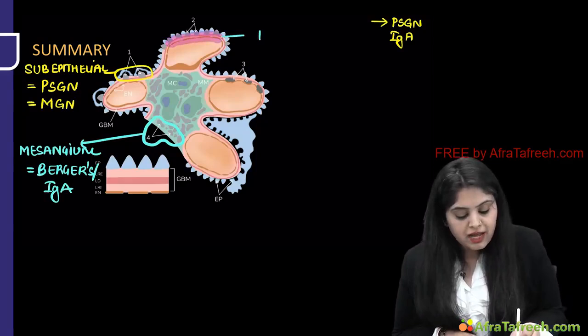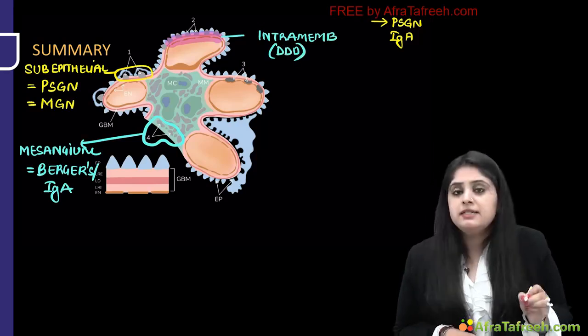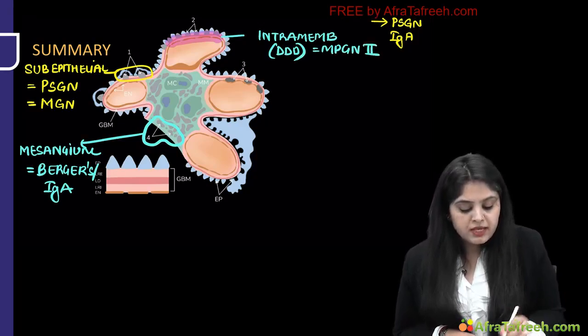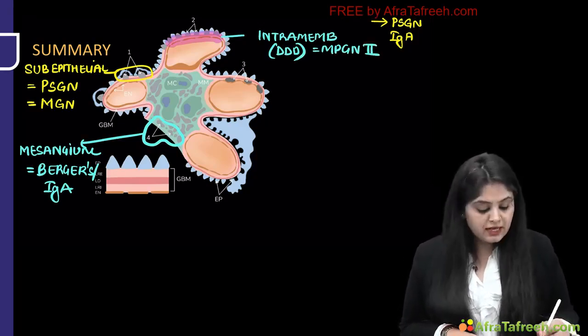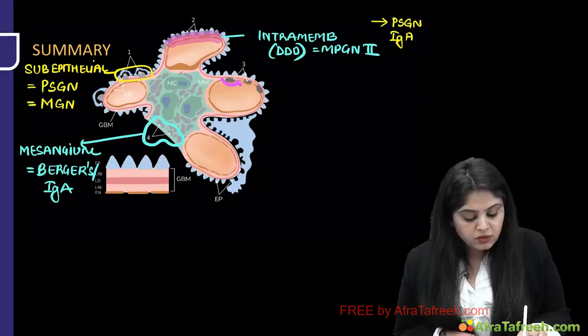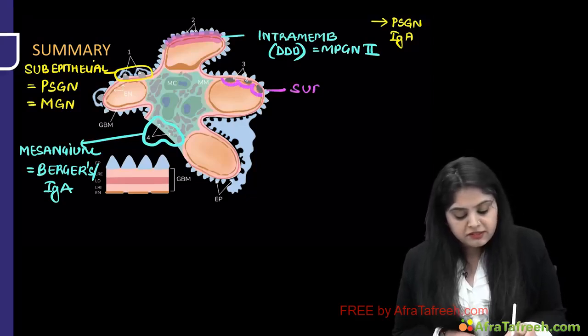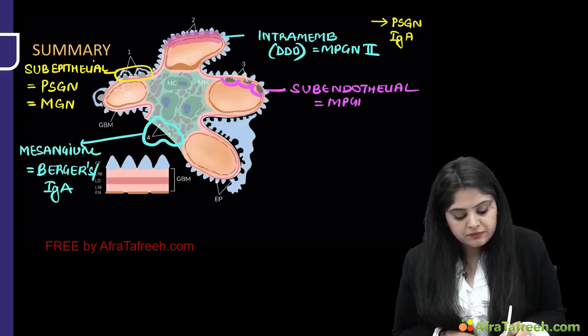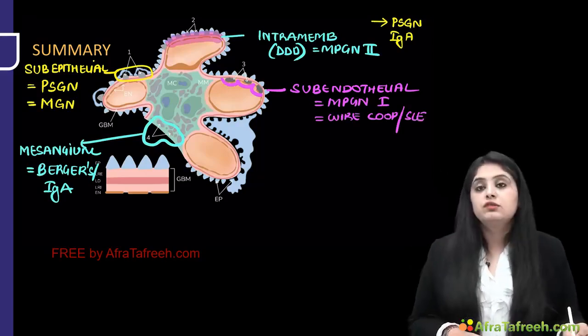So where are we going to have intramembranous deposits? If you remember, there was a disease called dense deposit disease, DDD, which is MPGN type 2. Finally, the last one, where you're seeing deposits below the capillaries, meaning subendothelial deposits. Subendothelial deposits are seen in MPGN type 1, and in the wire loop lesions which you see in SLE. They were also subendothelial.